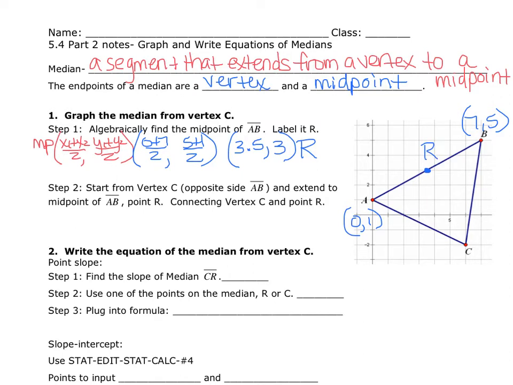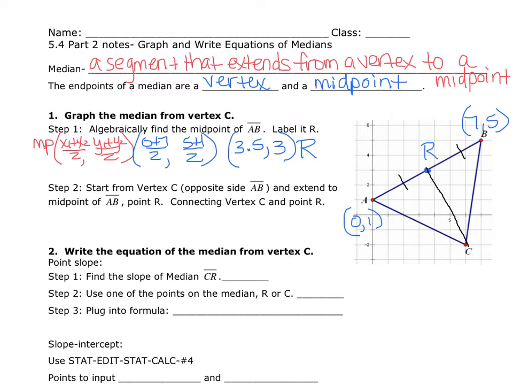Now we can accurately graph our median. So it's going to go from a vertex to the midpoint of the opposite side. There's a median. Now, anytime you find a midpoint, you want to make sure you mark it, so that you know that then RC is indeed your median, because the median goes from a vertex to the midpoint of the opposite side. So that's what we did here. We started at vertex C, and we extended to the midpoint R, and then we connected them. So we have our median CR.